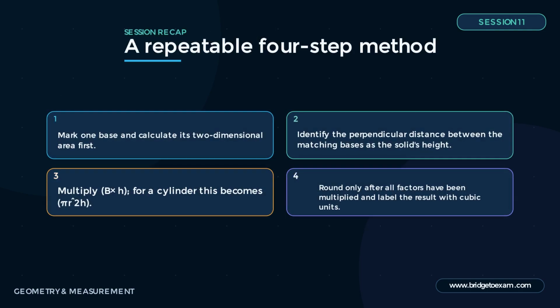Session recap. First, mark one base and calculate its two-dimensional area first. Next, identify the perpendicular distance between the matching bases as the solid's height. Then multiply B times H. For a cylinder, this becomes pi r squared h. Finally, round only after all factors have been multiplied and label the result with cubic units.